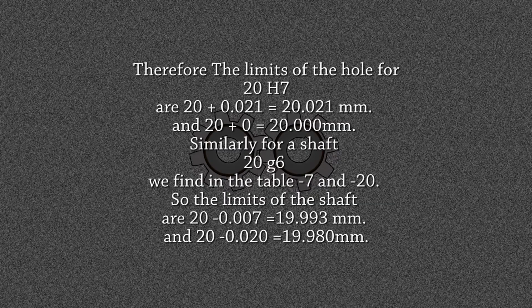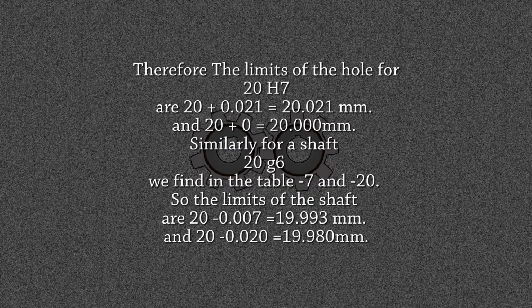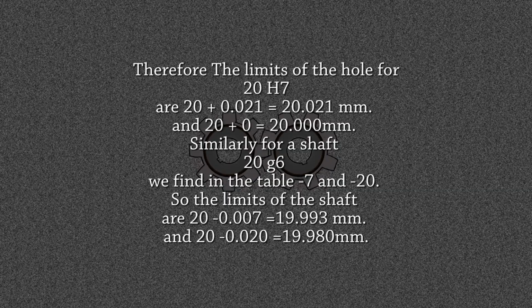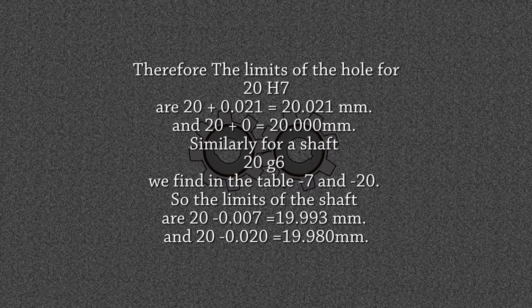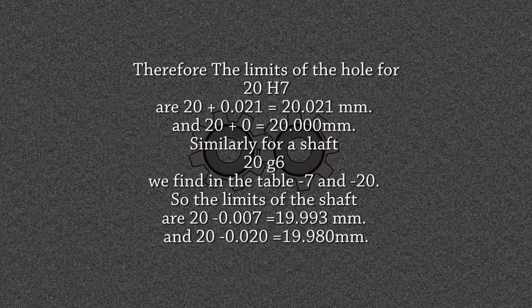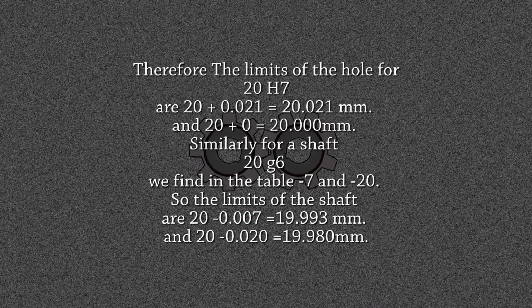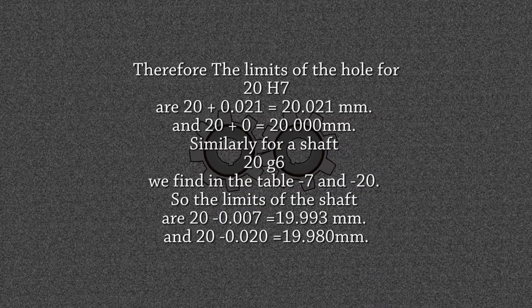Similarly for a shaft 20G6, we find in the table, -7 and -20. So the limits of the shaft are 20 minus 0.007 equals 19.993 millimeters, and 20 minus 0.020 equals 19.980 millimeters.